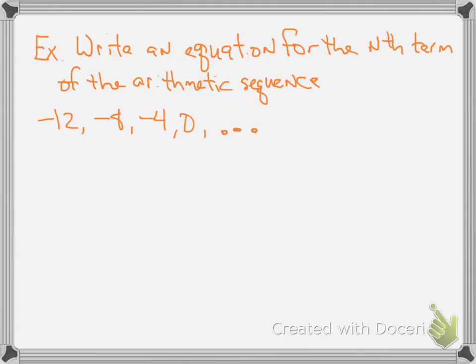Okay, so let's write... I can't even read my thing. Write an equation for the nth term of an arithmetic sequence. So I have this arithmetic sequence: negative 12, negative 8, negative 4, and 0, dot, dot, dot. Remember, dot, dot, dot, those are called ellipses, and that means that it keeps going. It doesn't stop. It keeps going.